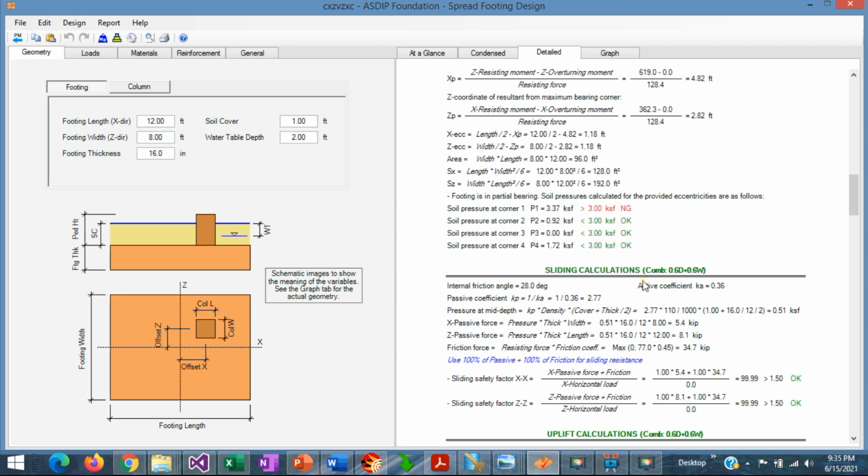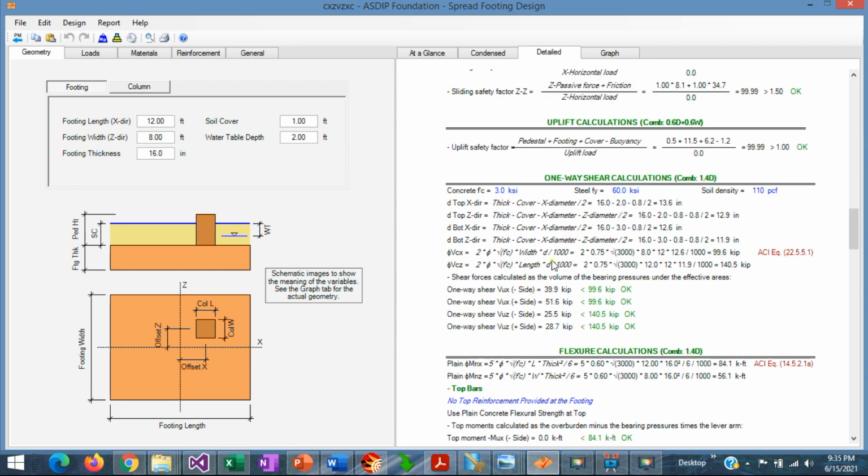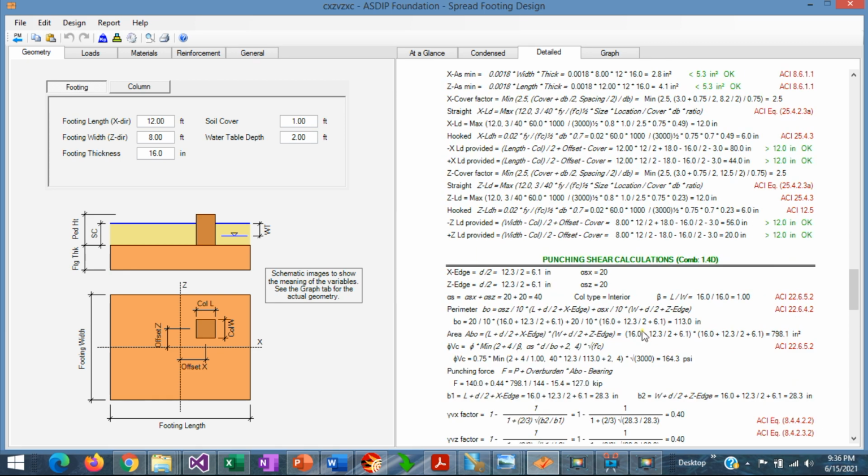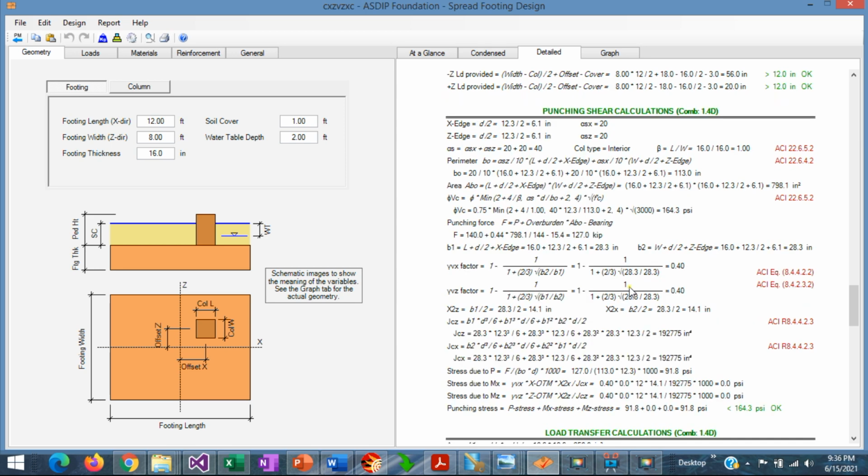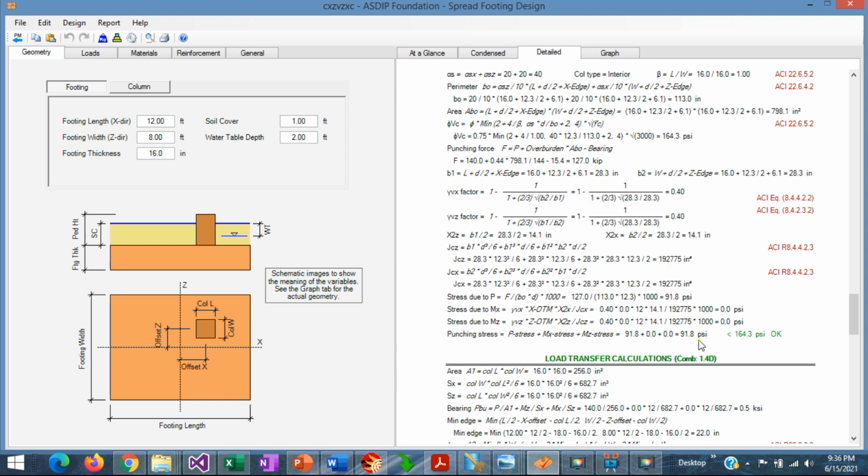We scroll down to the one-way shear calculations. We can see here all the formulas step by step with all the results and the ratios. We scroll down to the punching shear calculations. Here we can see all the exposed formulas with the references to the ACI code, and finally the design ratios. As you can see, it's easy to do the shear design checks per ACI in ASDIP Foundation. The design can be completed quickly, which otherwise would be very time consuming.